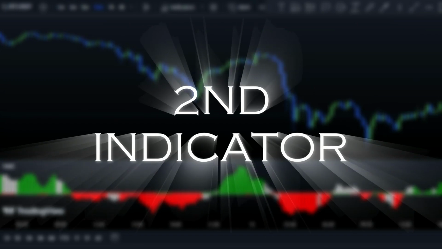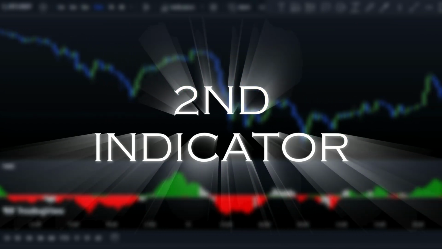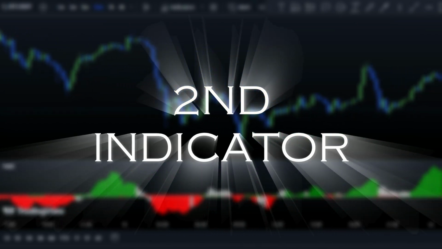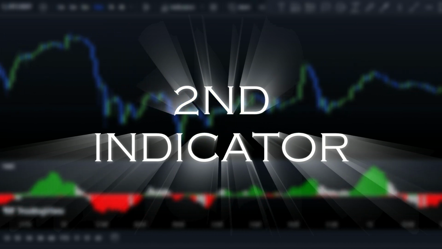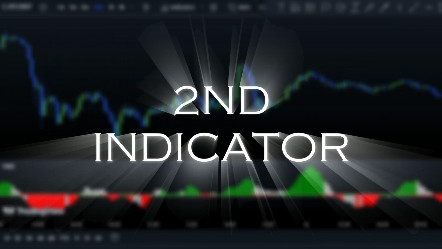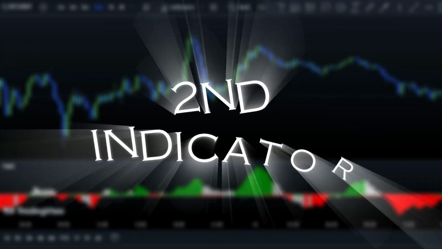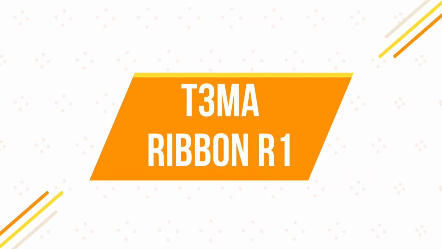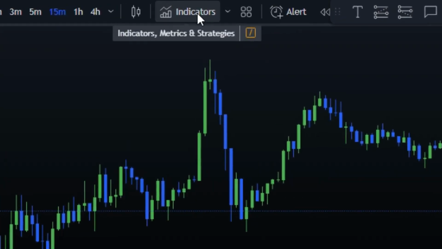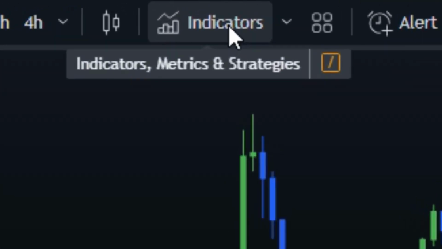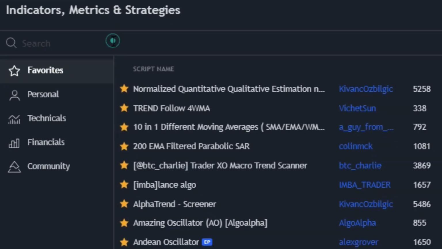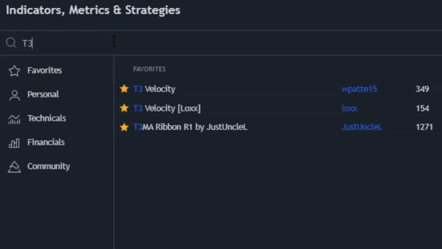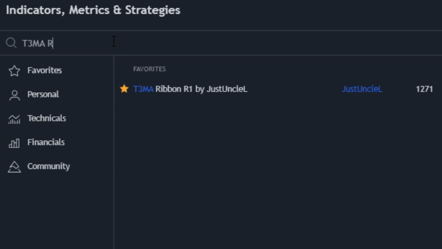Now, let's delve into this incredible new indicator that will elevate your trading game and help you make the most of your time in the market. The second indicator we'll be using is the T3MA ribbon R1, an exceptional tool that complements the TMMS oscillator. To add it to your TradingView chart, search for the T3MA ribbon R1 within the indicators section and select from the results to add it to the chart.